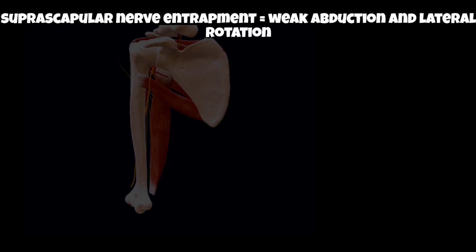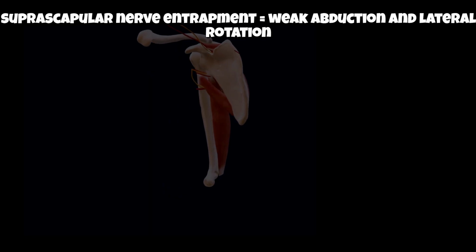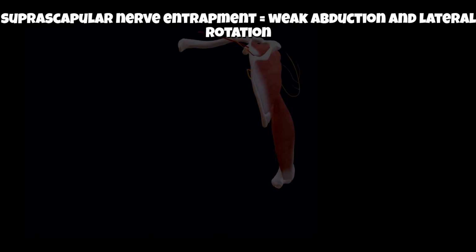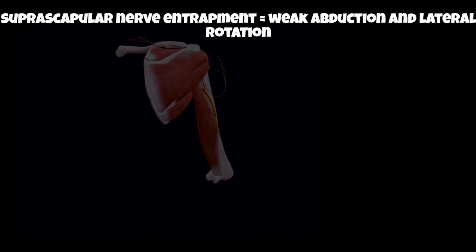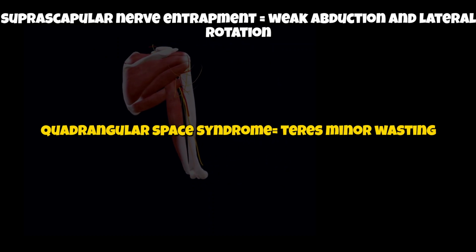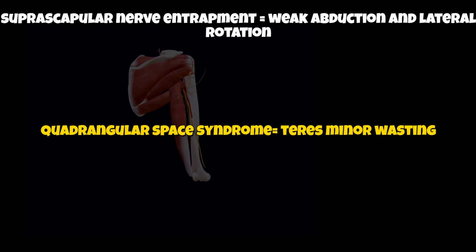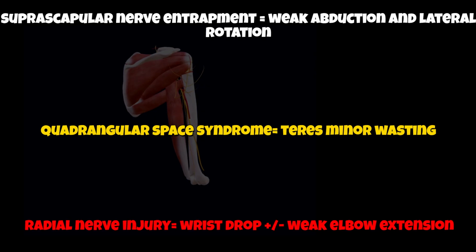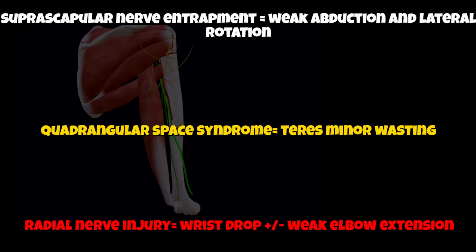Now let's summarize the key clinical points you should never forget. Suprascapular nerve entrapment leads to weak abduction due to supraspinatus and weak external rotation due to infraspinatus. Quadrangular space syndrome, that is the axillary nerve compression, leads to teres minor wasting, and radial nerve injury at the triangular interval leads to wrist drop and triceps weakness if it is proximal.